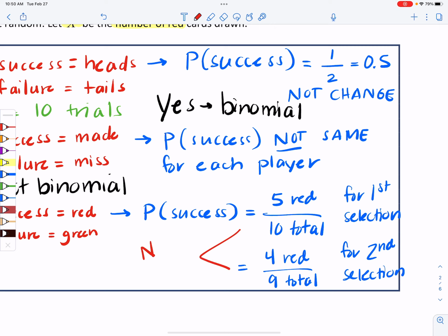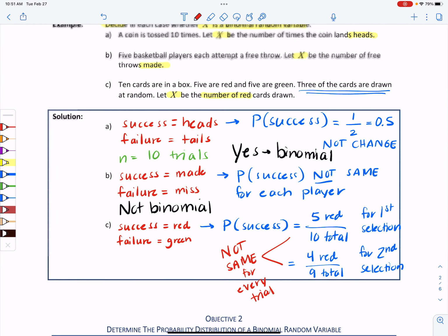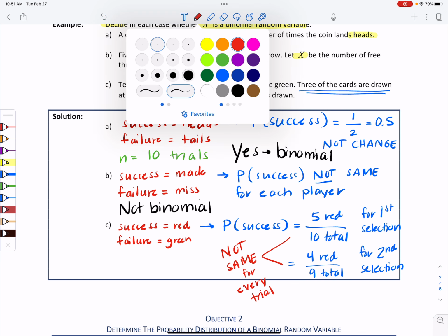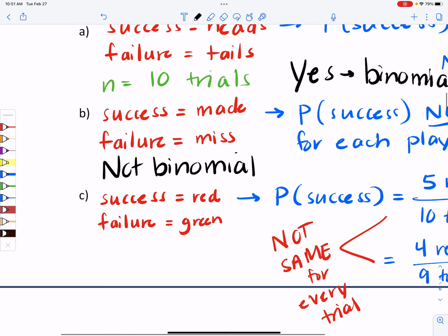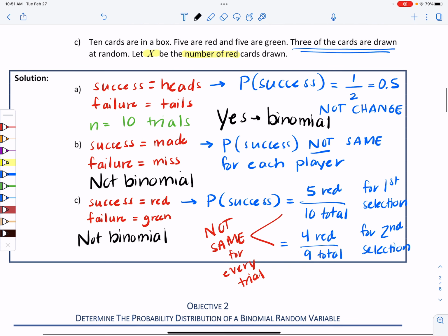Right here, notice the probability of success is not staying the same for every trial. And again, as soon as you hit something that is not satisfied, you don't need to go any further. You would just stop right there and you would say, this is not a binomial random variable.